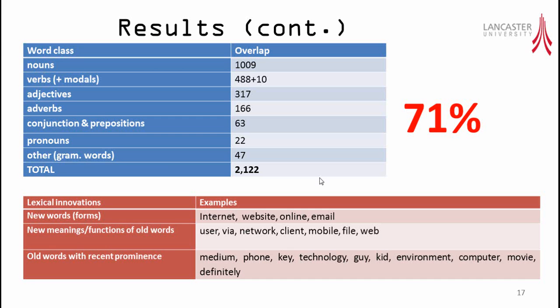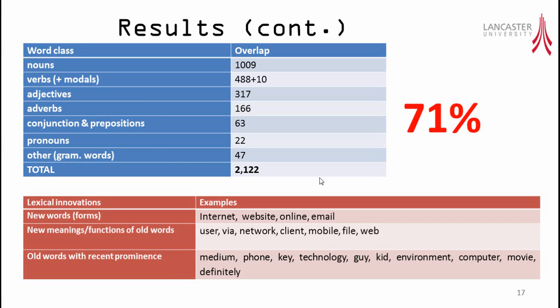and also words that have been around for a while, words that kept their meanings but became prominent only recently, words such as medium and the plural media, phone, key as an adjective, a key difference for instance, technology, and informal words such as guy, kid, or even Americanisms such as movie.